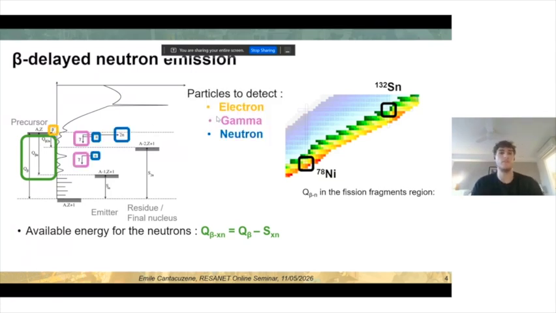And so during this process, there are several particles that are emitted. Of course, you have an electron from the beta decay, you have gamma rays, and you have the neutron. And gamma rays and neutron are neutral particles, which make them quite difficult to detect. And I'm pretty sure most of you know how we detect gamma rays, but I'm not so sure all of you know how we detect neutrons, because it's a very difficult particle to detect. And most of my work has been to see how we can detect these neutrons and to understand what information they give us about the beta-delayed neutron emission process in general.